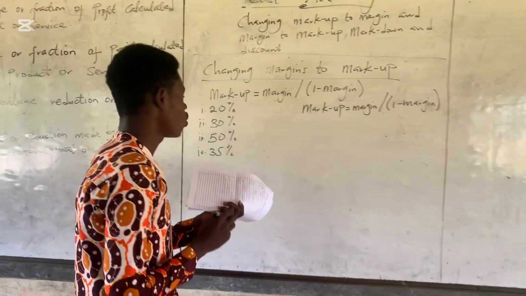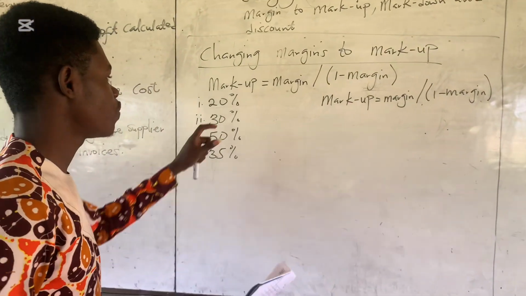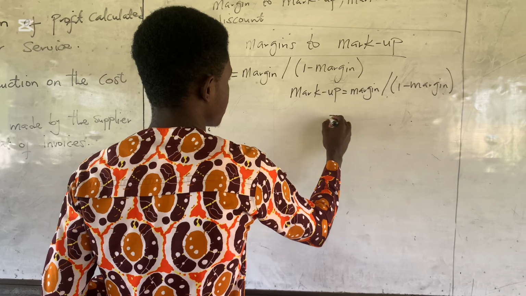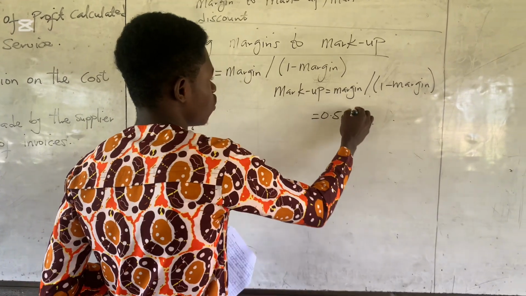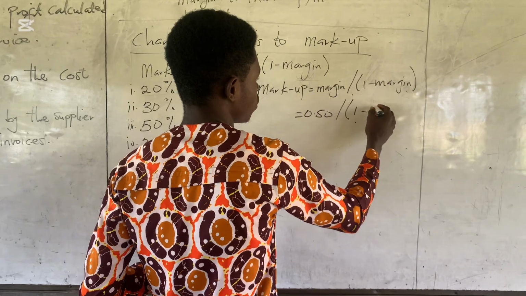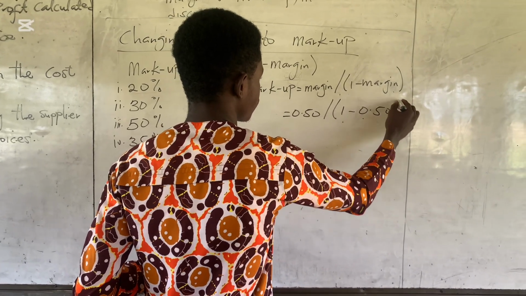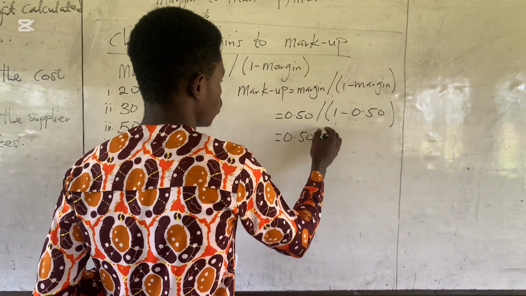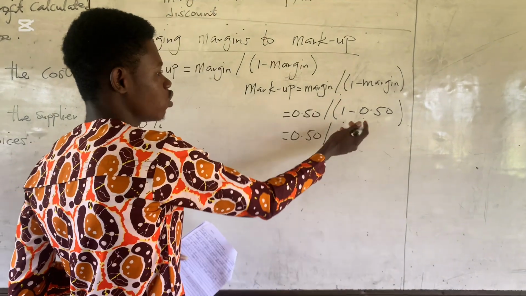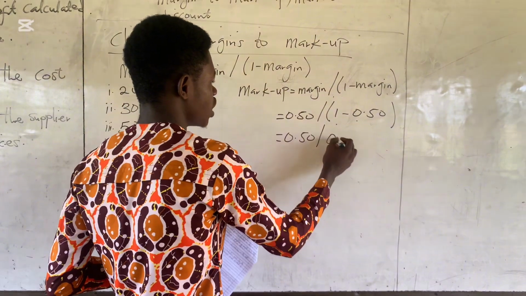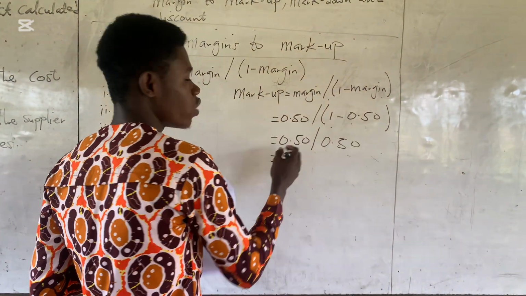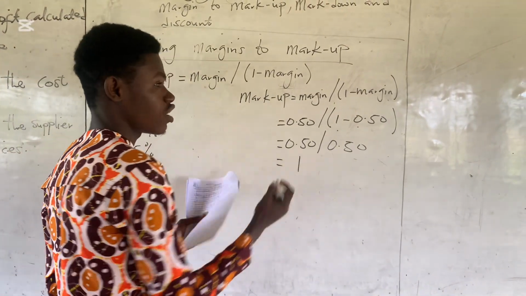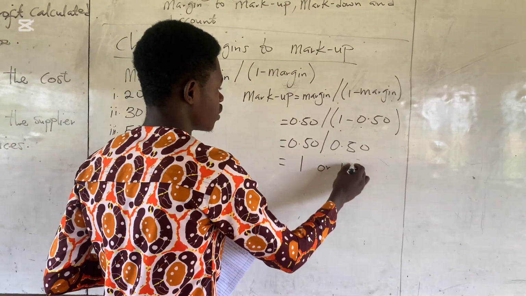Now we are moving on to the 50%. We are changing 50% margin to markup. So 50% can be expressed as 0.50 over 1 minus 0.50. 1 minus 0.50 gives 0.50. When you divide 0.50 by 0.50, you get 1, which can also be expressed as 100%.